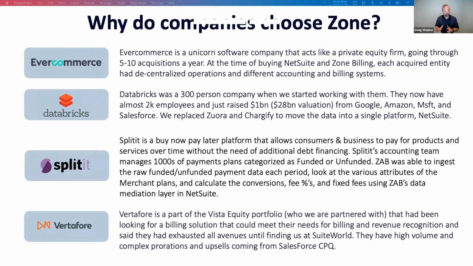So that's the unicorn model, where you have a different billing cadence and a different billing method for each type of company. Databricks, a big name in data analytics, AI, machine learning, et cetera, was really interested in Zone Advanced Billing because of the platform. They wanted to get as much as possible onto NetSuite, and instead of using a best-of-breed approach with a lot of connections to many different systems, they wanted to bill within the ERP.